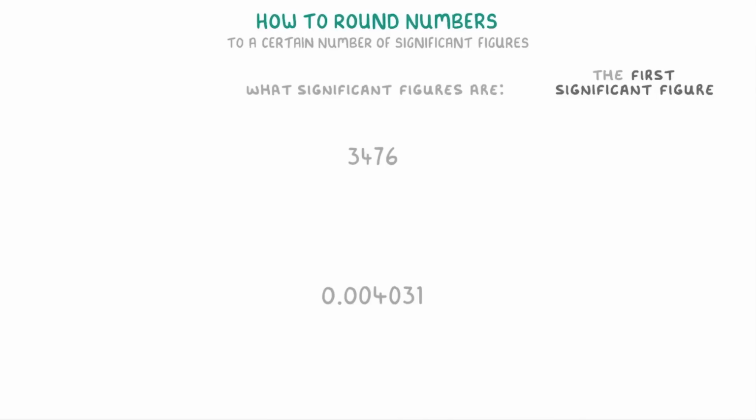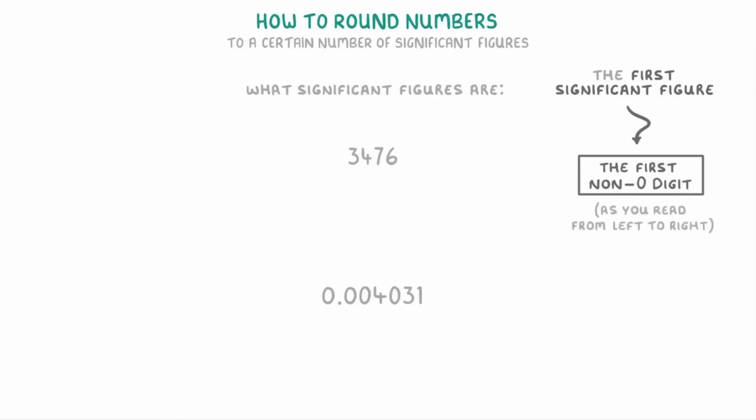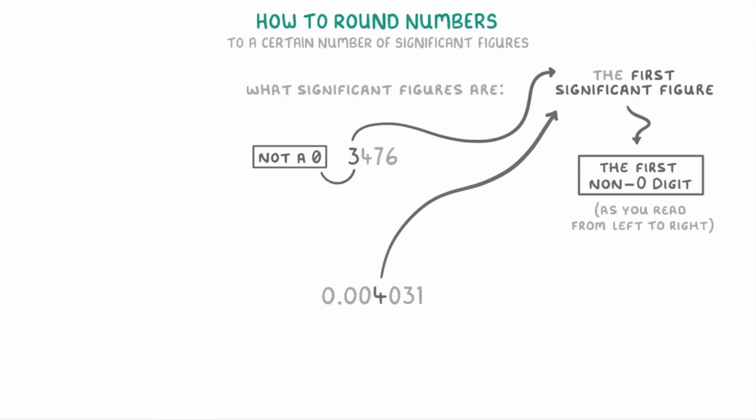The first significant figure of a number is the first non-zero digit as you read the number from left to right. So in 3476, the 3 is the first significant figure, because that's the first digit reading from left to right, and importantly, it's not a 0. Whereas for 0.004031, this 4 is the first significant figure, because as we read from left to right, these first 3 digits are all zeros, so we don't count them.